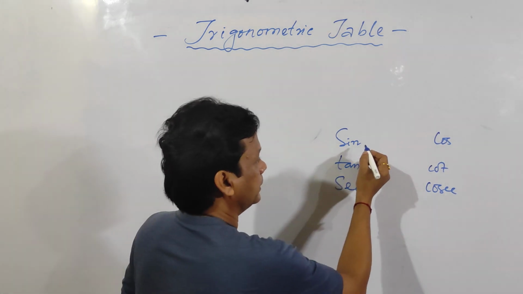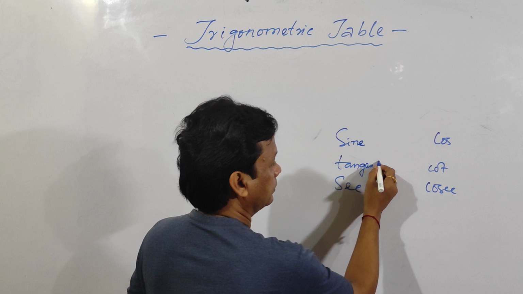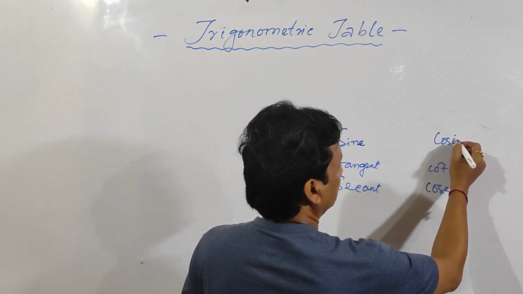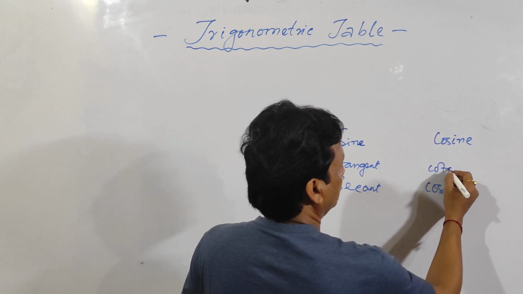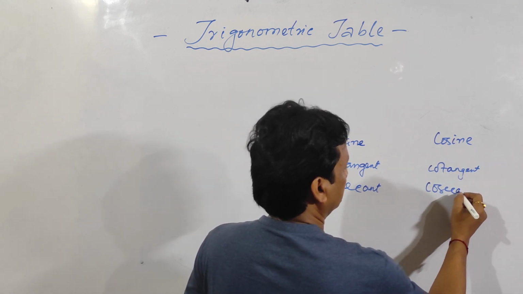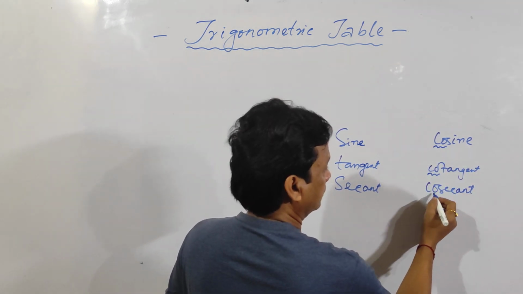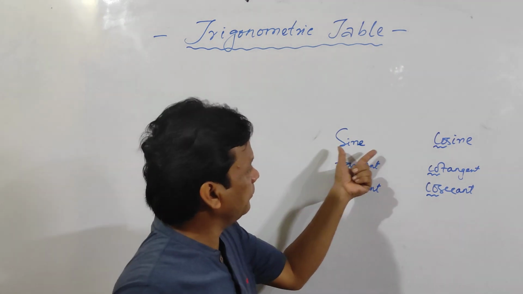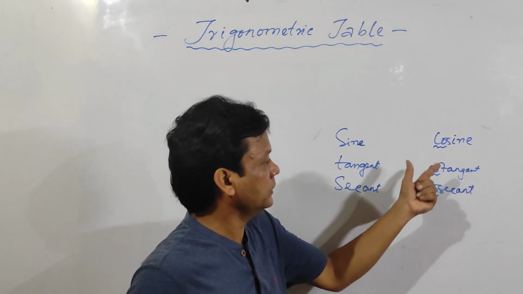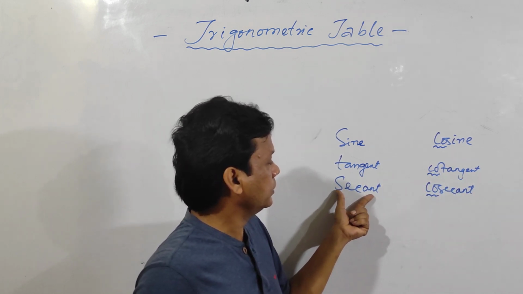Do you know what are the full forms of these functions? See here, this is sine, S-I-N-E, this is tangent, and this is secant, and this is cosine, and this is cotangent, and this is cosecant. And here cos stands for complementary. That means the complementary function of sine is cosine. The complementary function of tangent is cotangent. The complementary function of secant is cosecant.